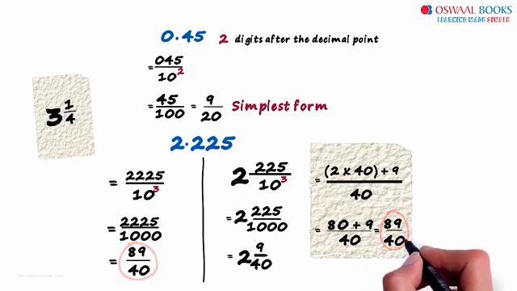While converting it into a mixed fraction, just remember that the number to the left of the decimal will be the whole part and the number to the right of the decimal will be the numerator of the fractional part. The denominator in both the cases is the same, 10 raised to the number of digits after the decimal place.